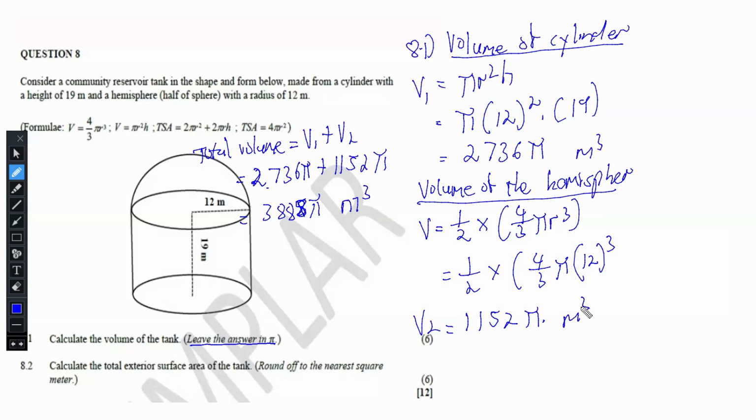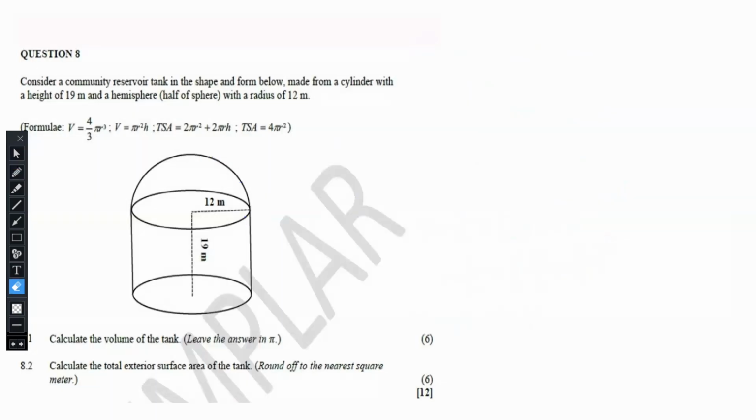So first calculate the volume of the cylinder, calculate the volume of the hemisphere, and then calculate the total volume. So that's how you could have got that 6 marks over there. Okay, now let's proceed to 8.2. It's saying calculate the exterior.